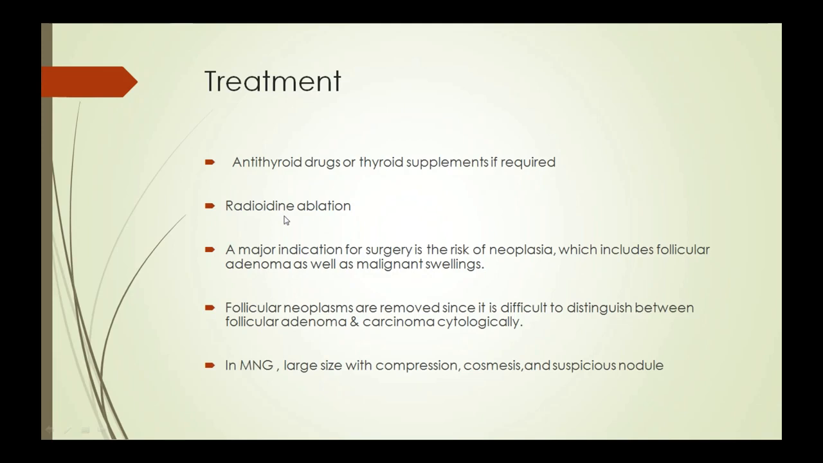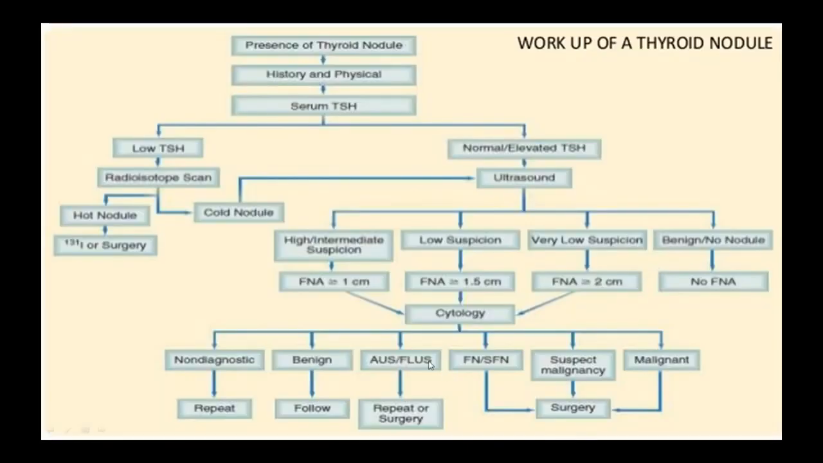Now, coming to the treatment: medication, that is antithyroid drugs or thyroid supplements, depending on whether the patient is hypo or hyperthyroid. Then radioiodine ablation, again in hyperthyroidism, which will be dealt with later. Then a major indication for surgery is the risk of neoplasia, which includes follicular adenoma as well as malignant swellings. Follicular neoplasms are removed since it is difficult to distinguish between follicular adenomas and carcinomas cytologically, and in MNG because of the large size, such as compression, cosmesis, and suspicious nodule.